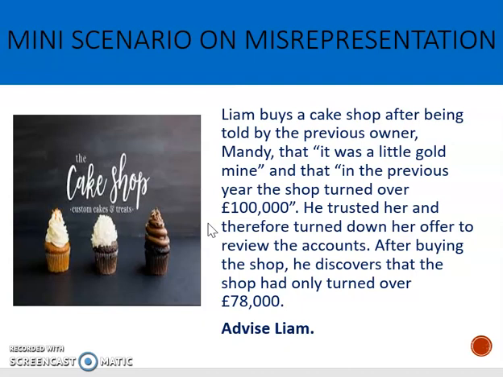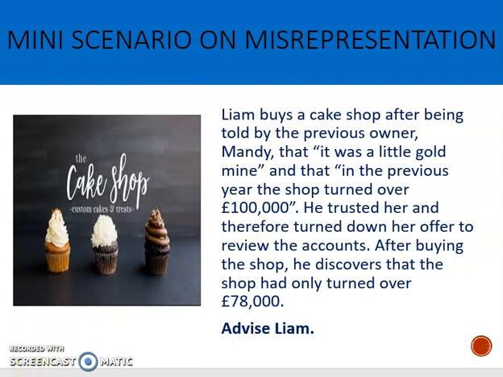So the situation is that Liam buys a cake shop after being told by the previous owner, Mandy, that, quote, it was a little gold mine, and that, quote, in the previous year, the shop turned over £100,000. He trusted her and therefore turned down her offer to review the accounts. After buying the shop, he discovers that the shop had only turned over £78,000. And you're being asked to advise Liam on what he can do about what has turned out to be these false statements.